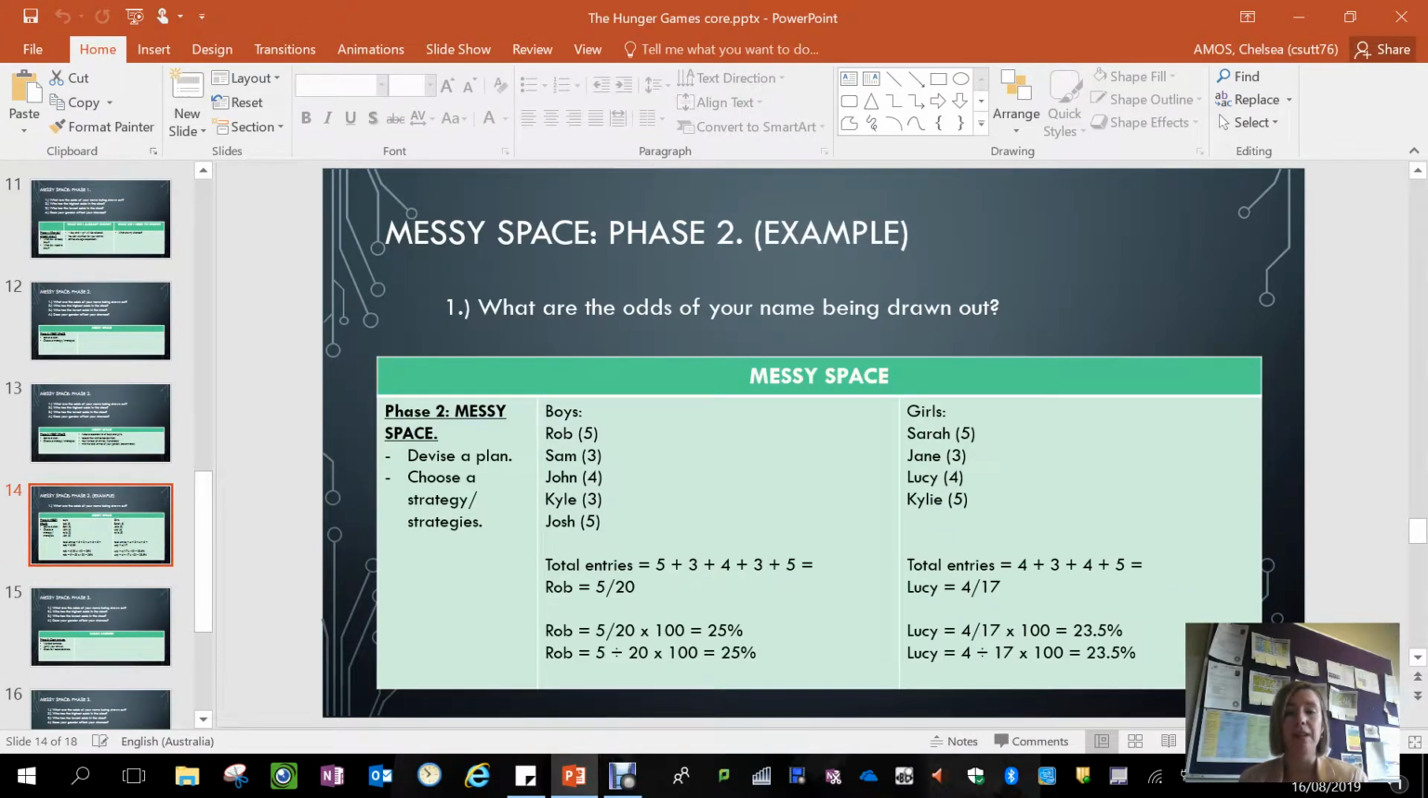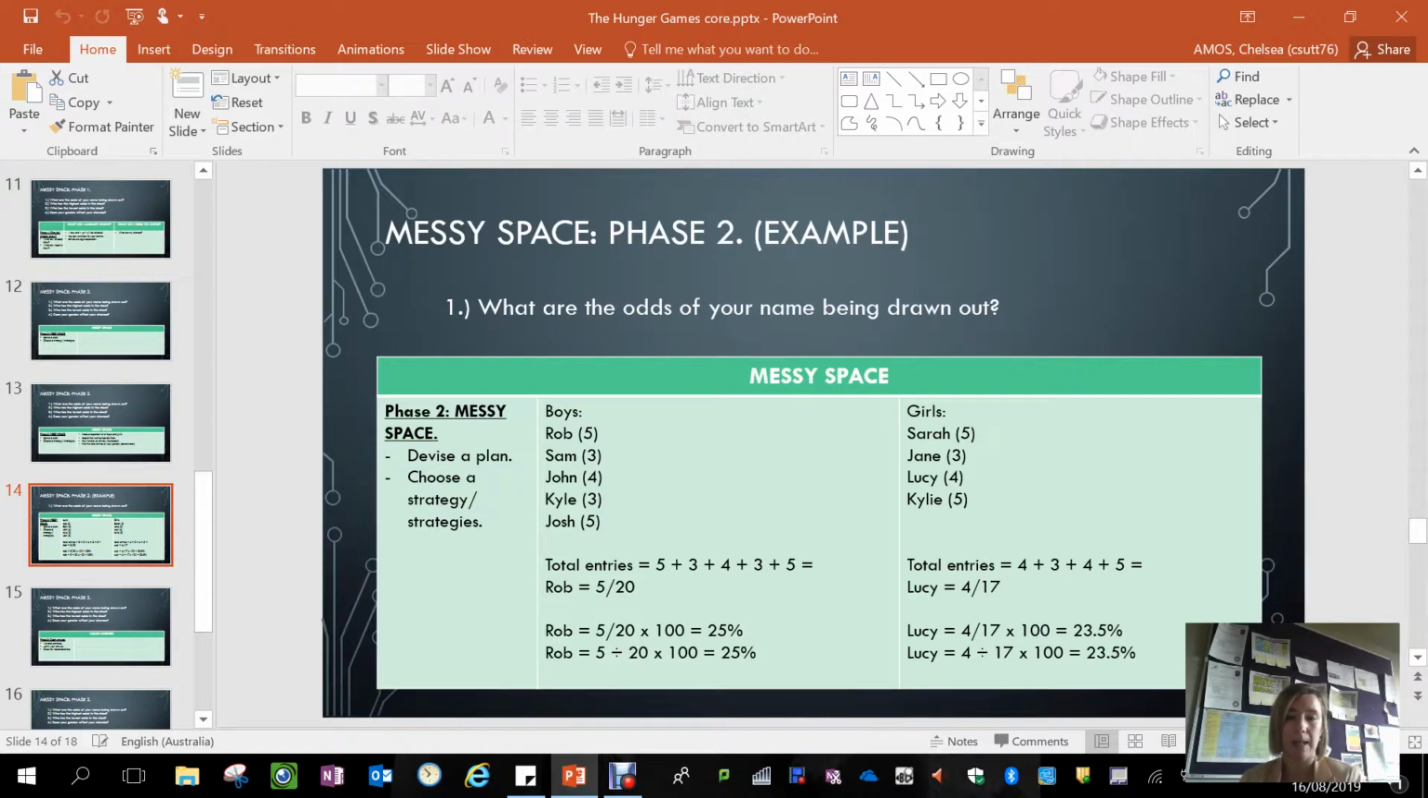I've provided an example here so you can see what it looks like. For example, let's look in that boys column in the messy space. There are 20 entries all up, and Rob has 5. So his chances are 5/20ths. 5/20ths doesn't really mean much for students though. So what Rob could do is 5/20ths times 100 to get a 25% chance, or if he didn't have a calculator, he could do 5 divided by 20 times 100 on his phone, which would produce the same result.